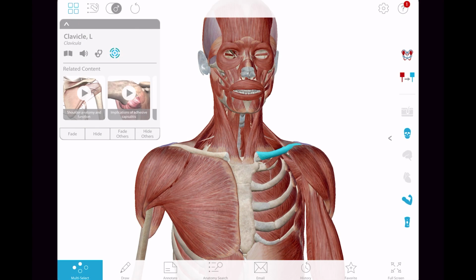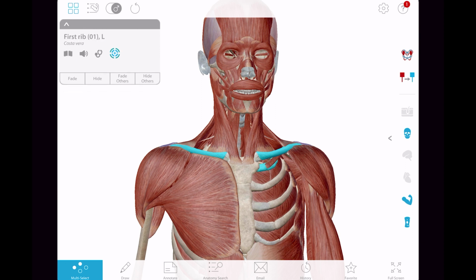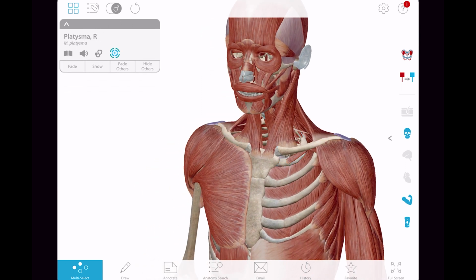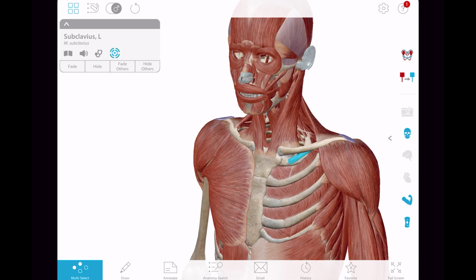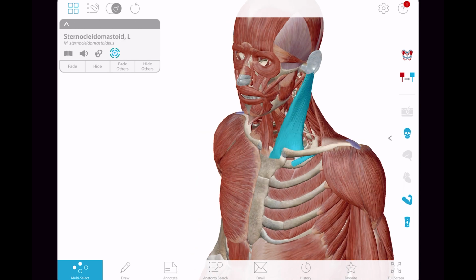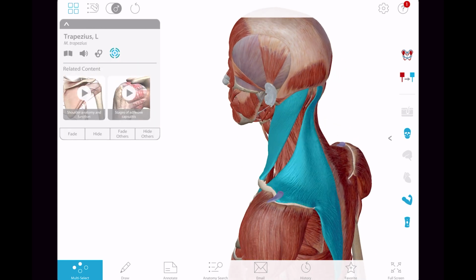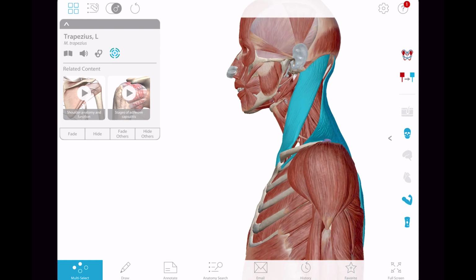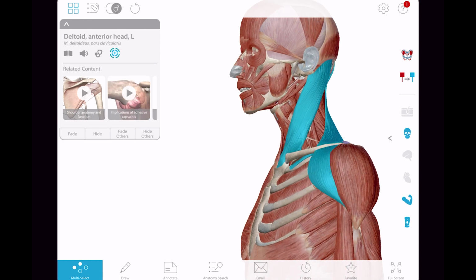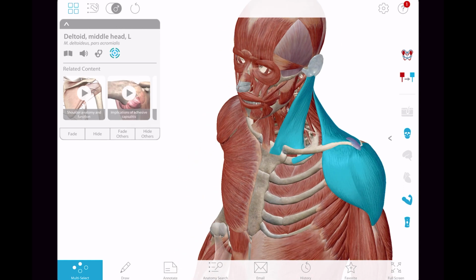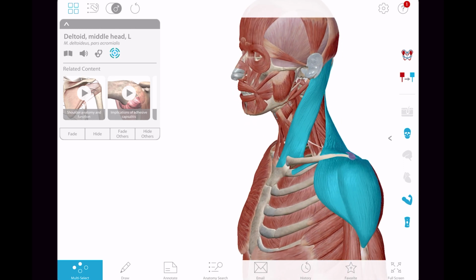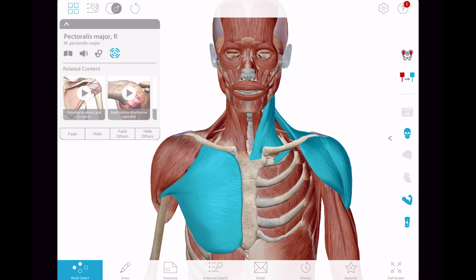In this diagram, I've highlighted the structures that surround the clavicle, including the clavicle itself as well as the first rib. The surrounding musculature is also highlighted, such as the subclavius muscle, the sternocleidomastoid, the trapezius, the anterior and middle deltoids, as well as the pectoralis major, which all attach onto the clavicle.